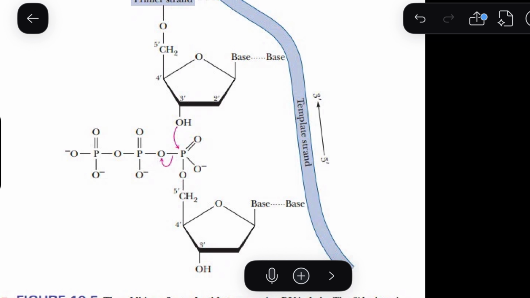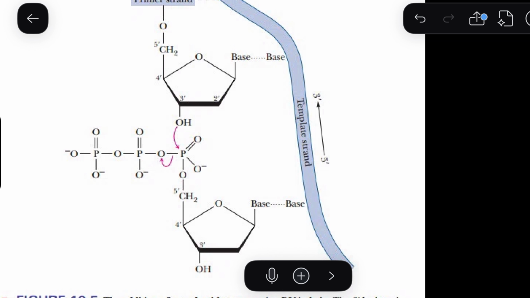Okay, so this phosphorus atom binds with four oxygen atoms, so it forms covalent bonds with the four oxygen atoms. These are all four oxygen atoms, in a covalent bond with the phosphorus.